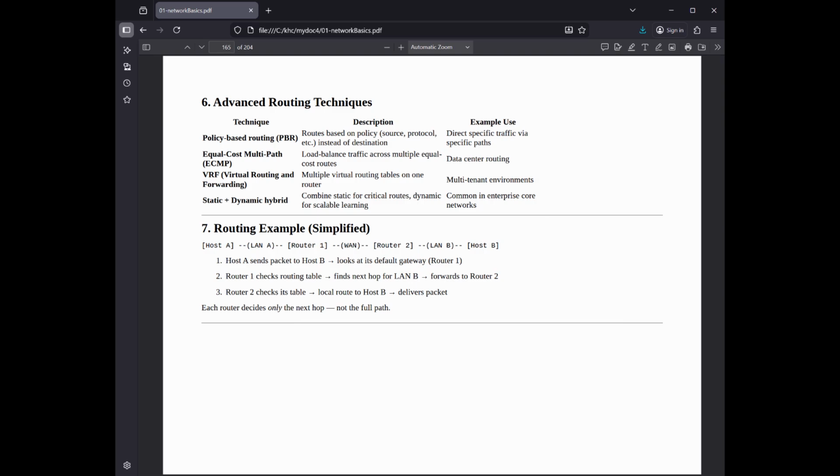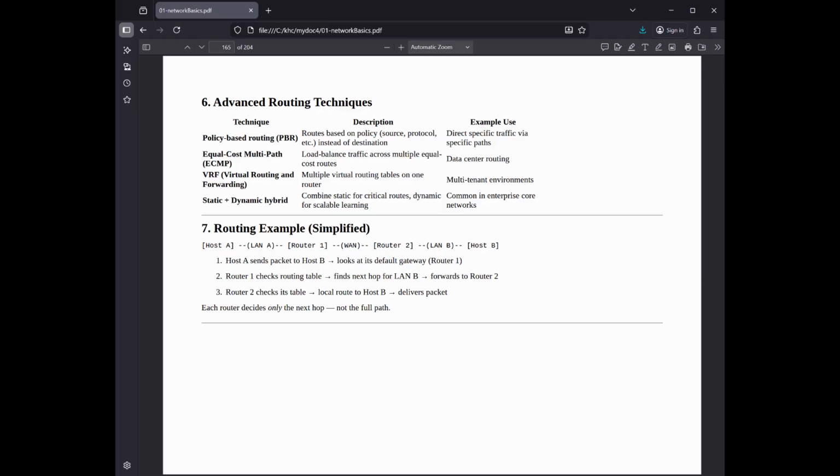Beyond standard destination-based routing, modern IP networks in 2025 utilize advanced techniques to handle complex traffic requirements, security, and load distribution. 1. Policy-based routing, PBR. PBR allows network administrators to bypass the standard routing table. While traditional routing only looks at the destination IP, PBR can route traffic based on match criteria: source IP, source/destination ports, protocol types, or packet length.